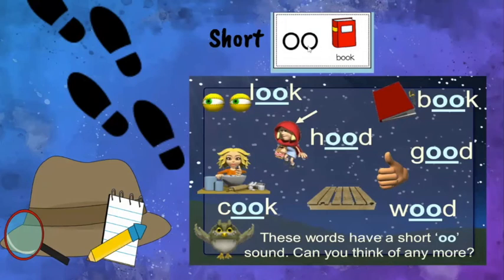So OO can also make a short sound, and the word that I like to use as a prompt for kids to remember that sound is book. Everybody learned that word pretty early. And I have some picture prompts here to help you read these words. So these are like book. You can take a moment and practice reading these 3 times. And again, can you think of any more that you can add to your word list?